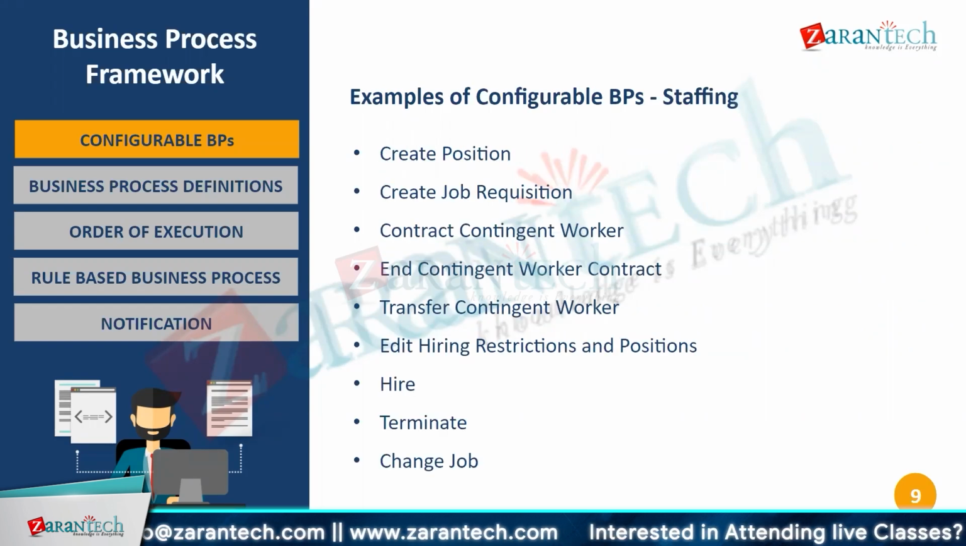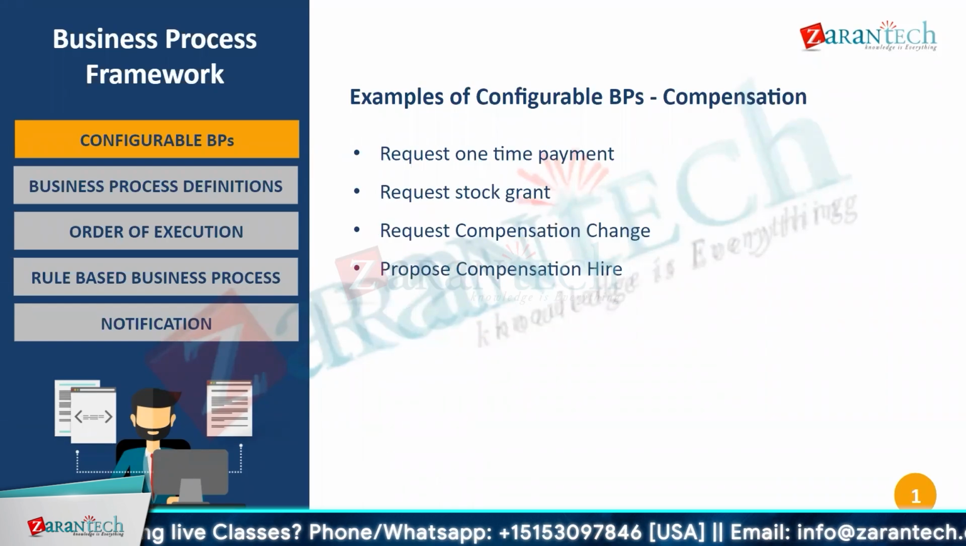Some examples of configurable business processes in the staffing functional area are create position, create job requisition, contract contingent worker, contingent worker contract, transfer contingent worker, edit hiring restrictions and positions, hire, terminate, and change job. Examples of configurable business processes for compensation could be request one-time payment, request stock grant, request compensation change, propose compensation hire. The names are quite self-explanatory. So if you have any questions about any specific business process, we can discuss those examples.